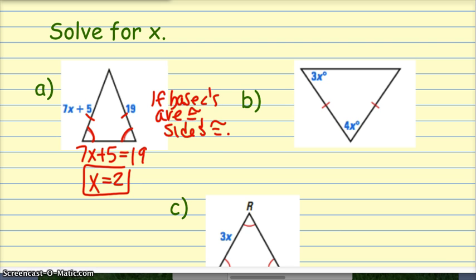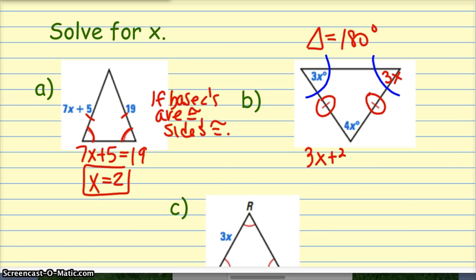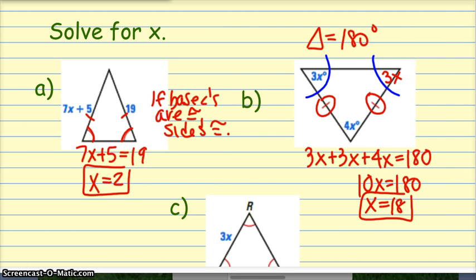Letter B. I see these two sides congruent, so that means that this angle is congruent to that angle. If that's true, then this angle must be 3x. I know that triangles add up to 180 degrees, so I'm going to say 3x plus 3x plus 4x equals 180. When I combine like terms, 3 and 3 is 6, plus 4 is 10, so x ends up being 18.